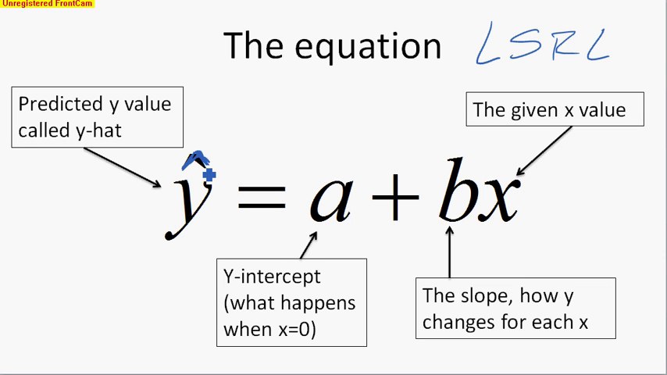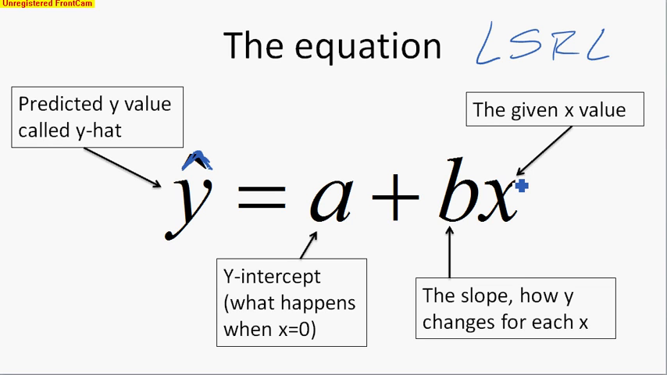The actual dots in a scatter plot, those are actual. Those are real values. This is just the predicted line. So we do want to make sure we put that hat on it. And it's literally called y hat. Then we have the formula a plus bx. a is the y-intercept, b is the slope, and x is the actual given x value. That's the explanatory variable, the independent variable.